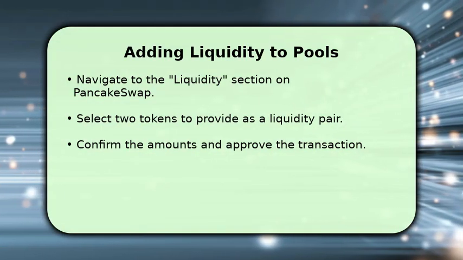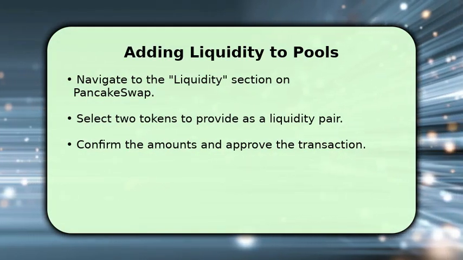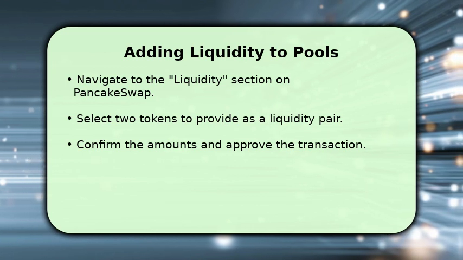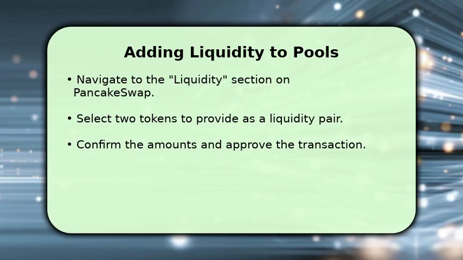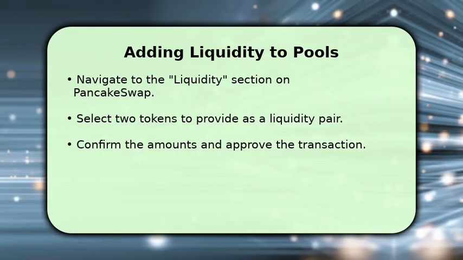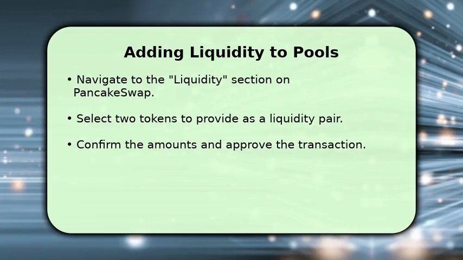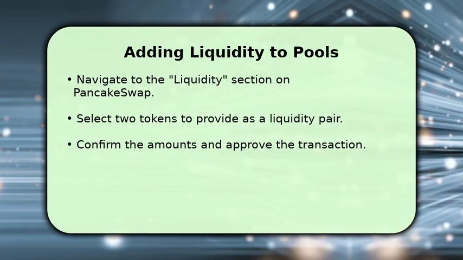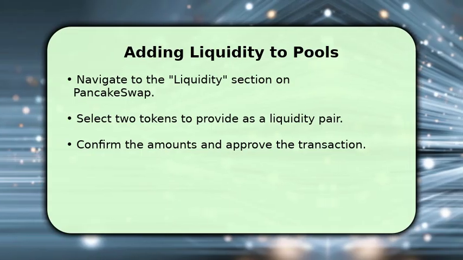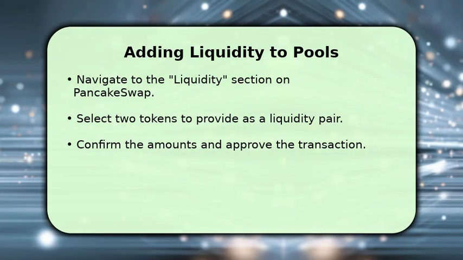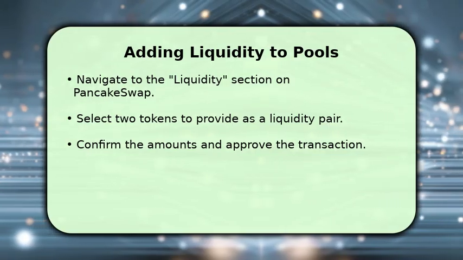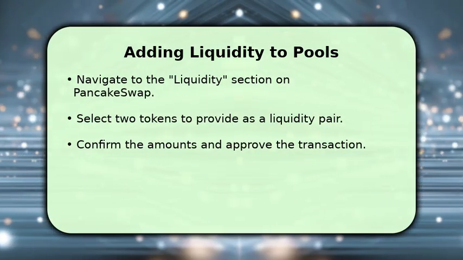Providing liquidity is a great way to earn passive income. Head over to the Liquidity section on Pancakeswap. Here, you'll select two tokens to contribute as a pair, such as BNB and BUST. Ensure you provide an equal value of each token. Confirm the amounts, approve the transaction in MetaMask, and you'll receive LP tokens. These LP tokens represent your share of the liquidity pool and can be staked for further rewards.